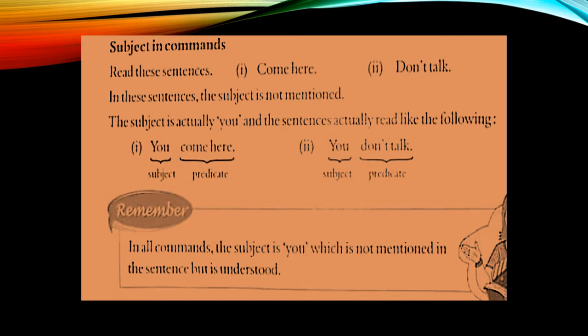Children, remember this. In all commanding sentences, the subject is you, which is not mentioned in the sentence but is understood. One more example, sit on that chair. Here we see that the subject is not mentioned but the subject is you. So, you sit on that chair.